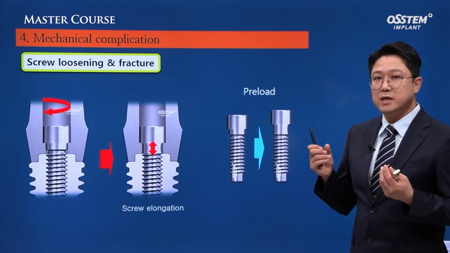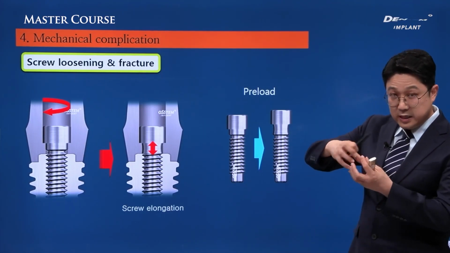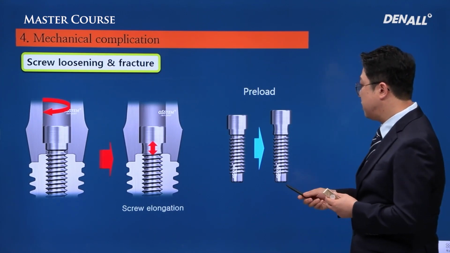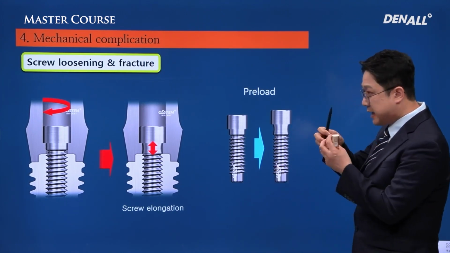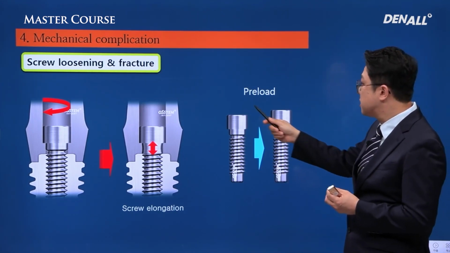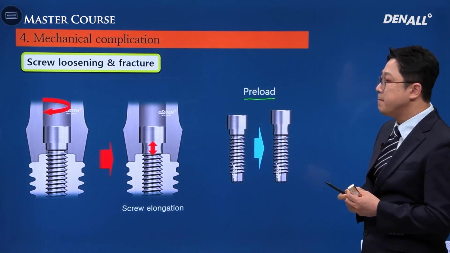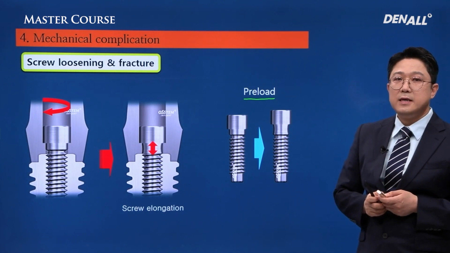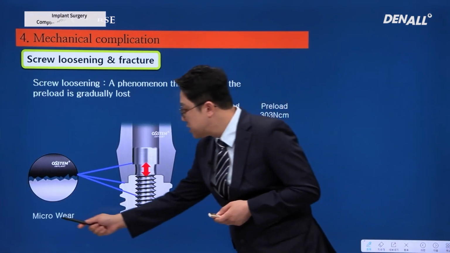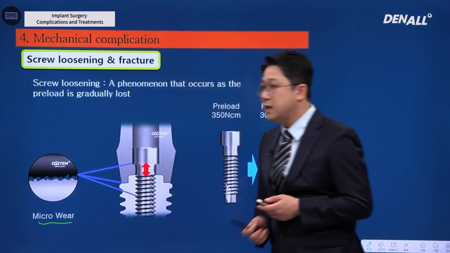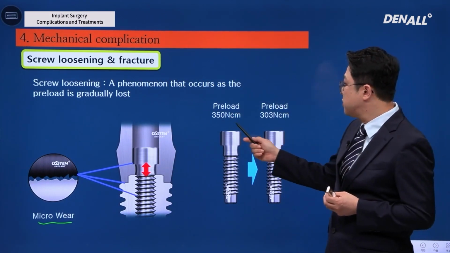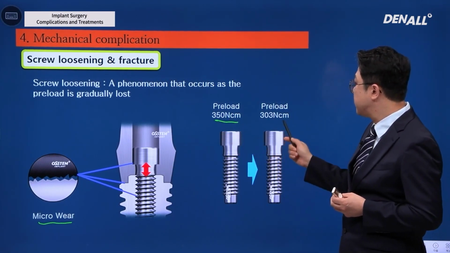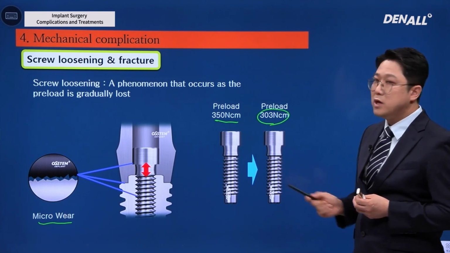Screw loosening. The screws are not engaged. Preload occurs when it is tightened. Once a preload occurs, the screw is tightened. As it functions, there's micro wear. The preload becomes loosened. As preload is reduced, screw loosening can occur.